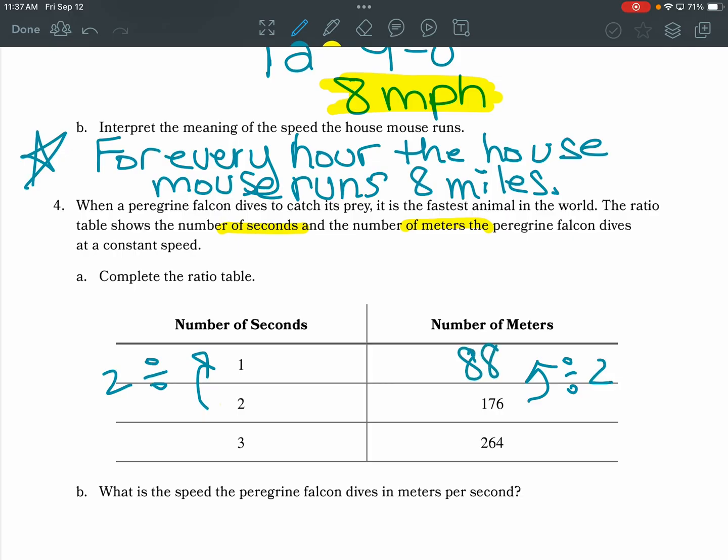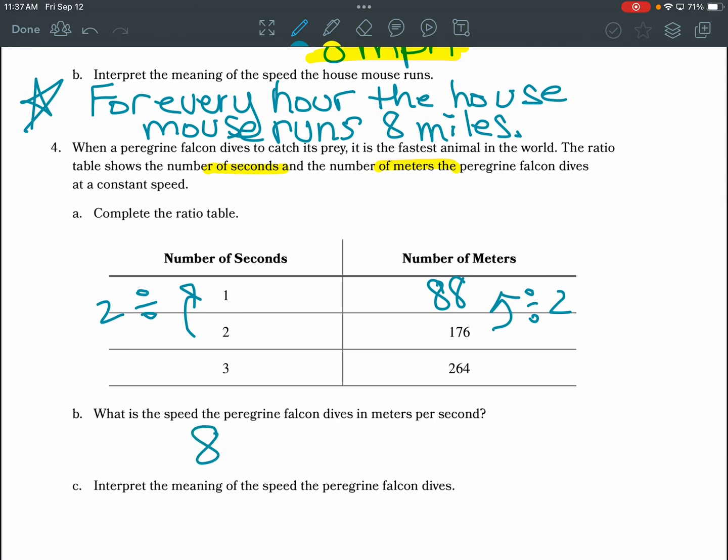So we know the speed of the peregrine falcon is 88 meters per second. And what does this mean? Every second, that falcon dives 88 meters.